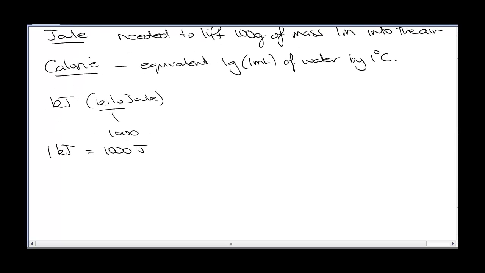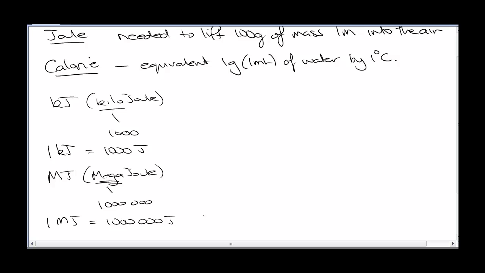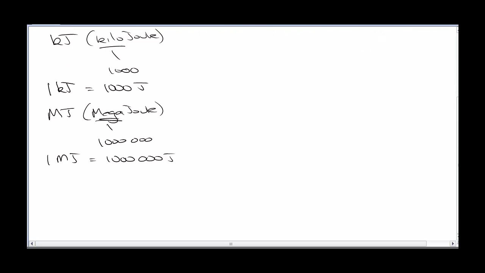Sometimes again we need a larger unit and we might use a unit called a megajoule, where in science and maths this word mega means 1 million. So 1 megajoule equals 1 million joules. Now it's quite easy to convert between these units.